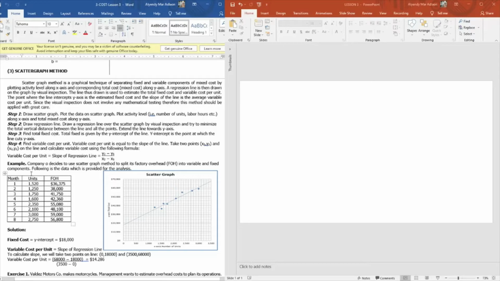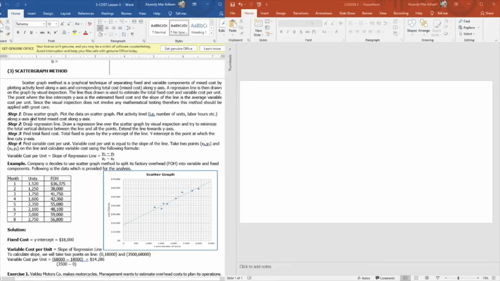Now, assume here is the information. Company A decides to use the scattergraph method to split its factory overhead into variable and fixed components. Following is the data provided for the analysis. We have months 1 to 8, with the units and the factory overhead. The factory overhead here is a mixed cost, and we have to separate it into fixed and variable costs.